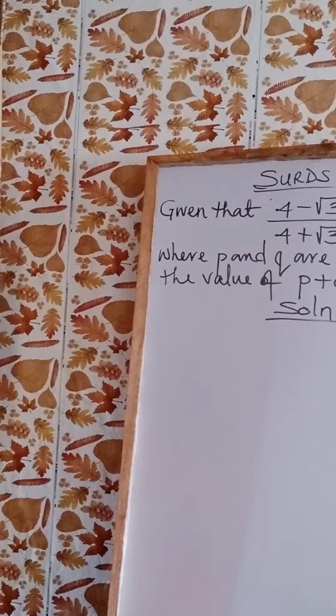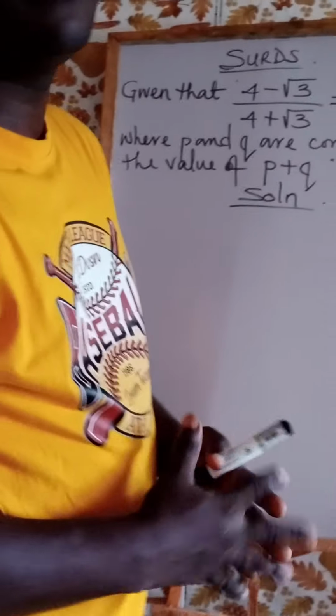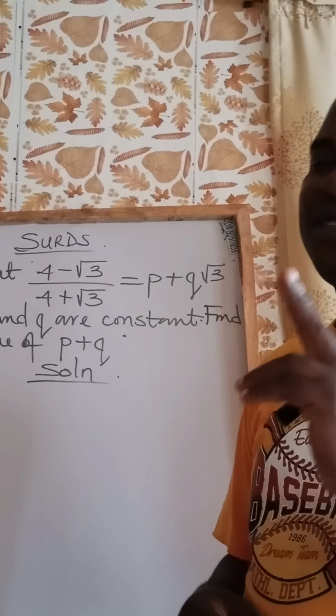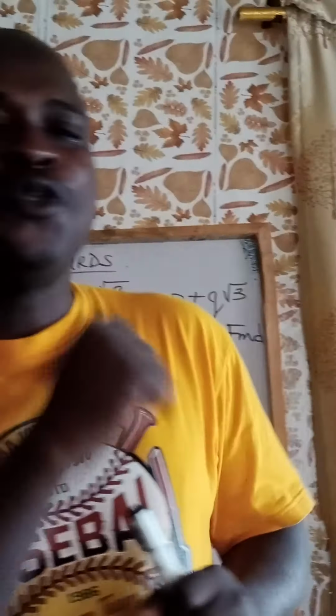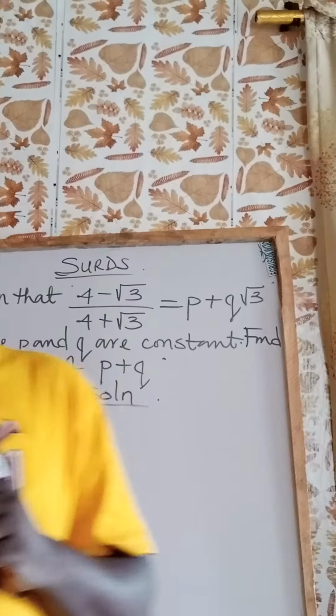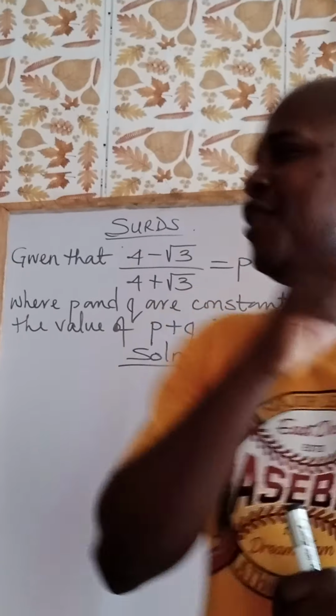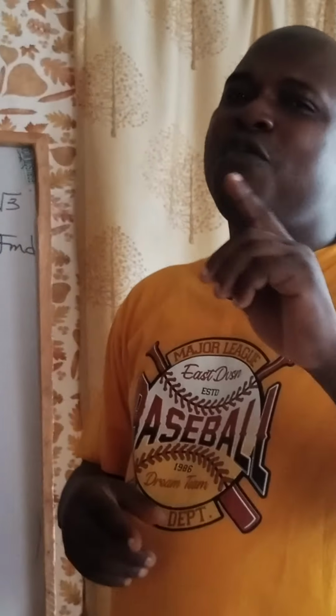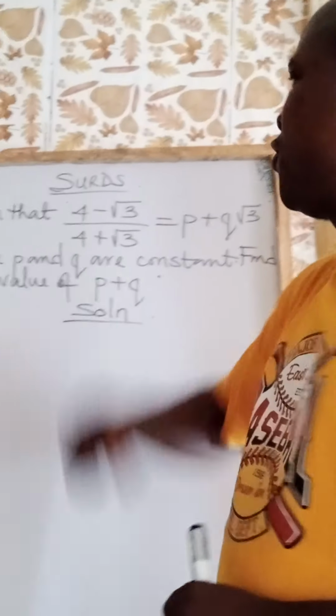If you look at the question very well, you will notice that we have a fraction. In the numerator you have two terms, and in the denominator you also have two terms. Remember, when you have a fraction with two terms in both numerator and denominator, we have to first find the conjugate of the denominator. Then we multiply both numerator and denominator by the conjugate.